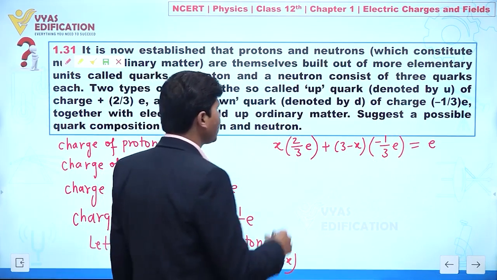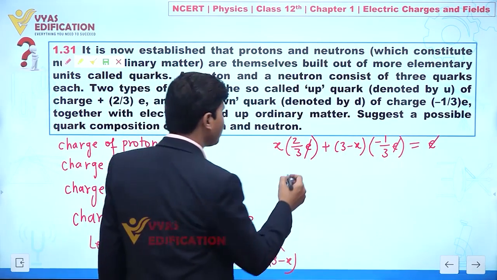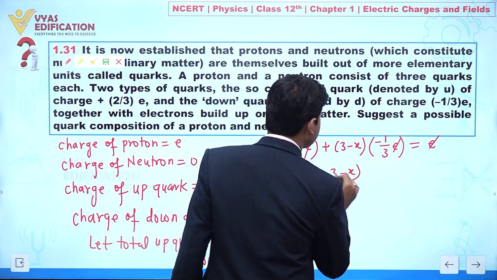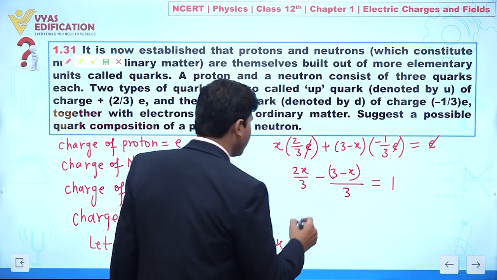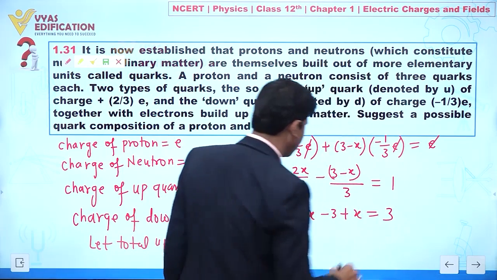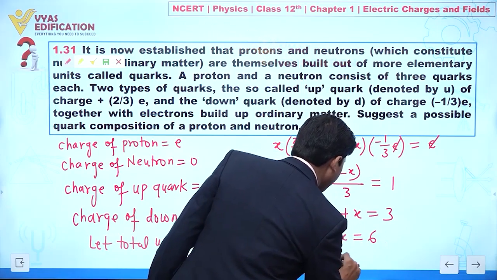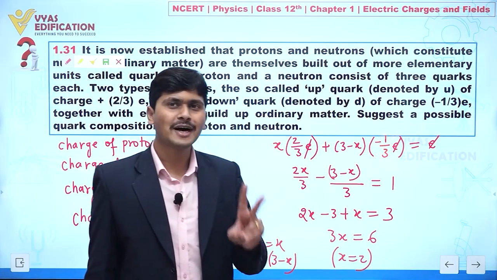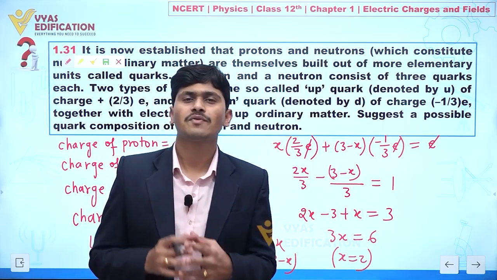And it should be equal to the charge of an electron. Yes or no? So we can say e is cancelled out. So from here we can write 2x by 3 minus (3 minus x) divided by 3, and it should be equal to 1. Clear? From here you can write 2x minus 3 plus x, this should be equal to 3. Yes or no? So from here 3x equal to 6, x equal to 2. It means in a proton we have 2 up quarks, and how many down quarks? That is 1, because we have a total number of 3 quarks.